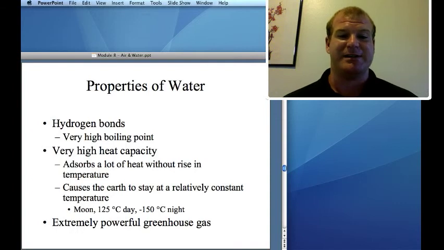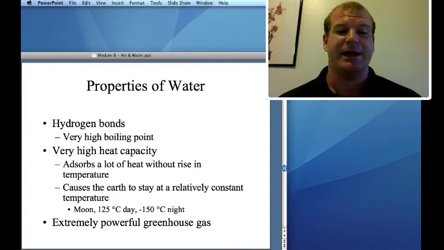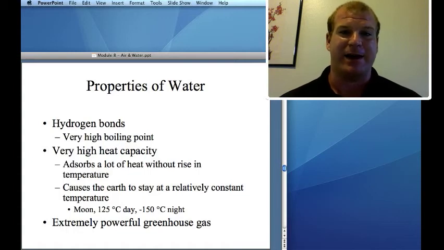Water also has a very high heat capacity. So what does heat capacity mean? It means that it can absorb a lot of heat without a rise in temperature. So metals have a very low heat capacity.